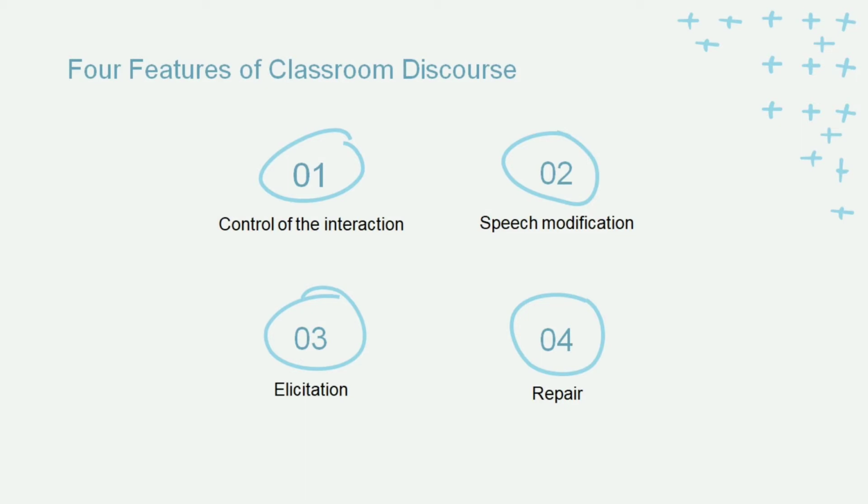There are 4 features of classroom discourse. The first one is control of the interaction. The second one is speech modification. The third one is elicitation. And the fourth one is repair.